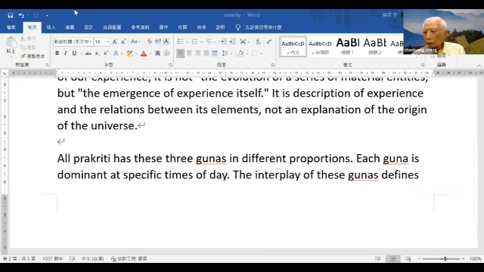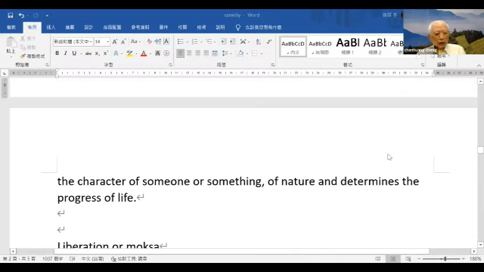Therefore, the Samkhya philosophy becomes a kind of yoga. The yoga practitioner emphasizes when is the best time to do exercise. Okay. The interpretation of these gunas defines the character of someone or something.